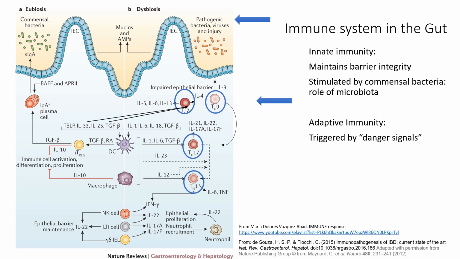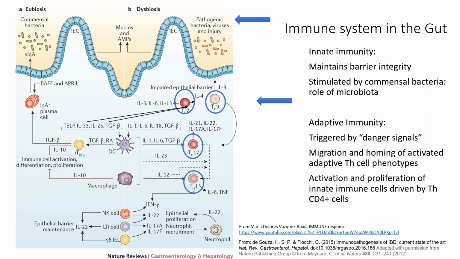So adaptive immunity will be triggered in the gut by danger signals. These T cells, which normally are not there, will migrate, and with the appropriate homing of activated adaptive T cells, they go into the gut and they activate and produce the proliferation of innate cells that are driven by these CD4 positive cells. It's a very complex cytokine profile that is not predominantly either Th1, 2, or 17. It has all of them, and that's why inflammatory bowel disease is really challenging to treat, especially if you want to target a single cytokine.